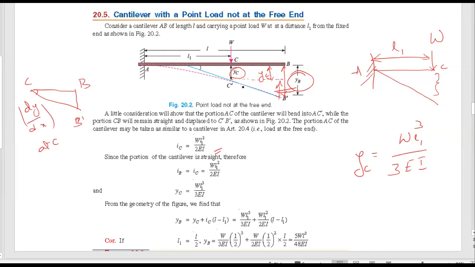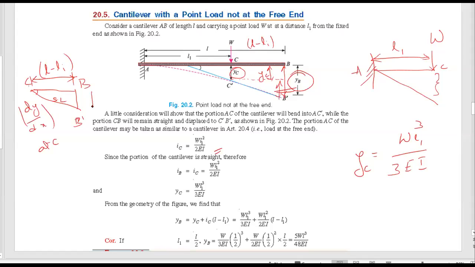And there is no load in between C and B. Therefore, C and B dash will be a straight line, and the length between B and C is L minus L1.